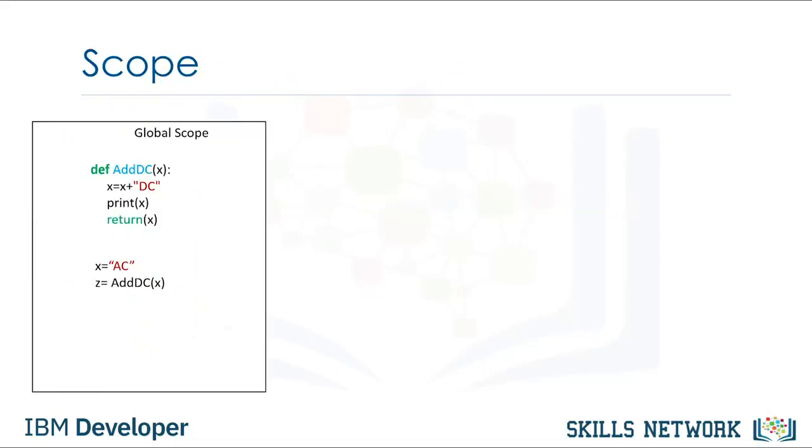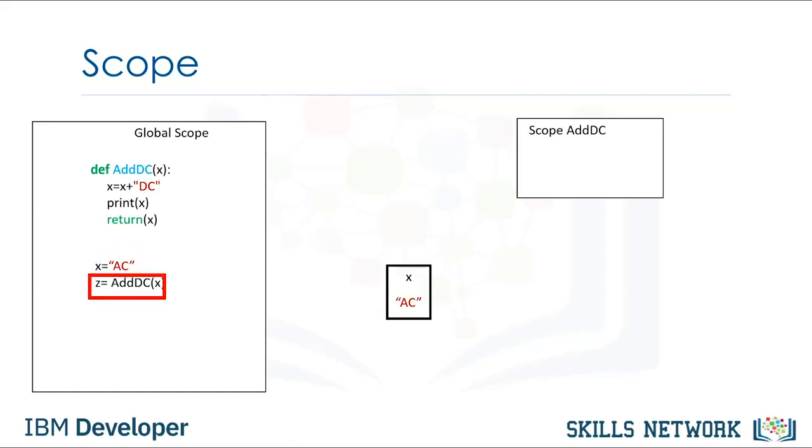The scope of a variable is the part of the program where that variable is accessible. Variables that are defined outside of any function are said to be within the global scope, meaning they can be accessed anywhere after they are defined. Here we have a function that adds the string DC to the parameter X. When we reach the part where the value of X is set to AC, this is within the global scope, meaning X is accessible anywhere after it is defined. A variable defined in the global scope is called a global variable.